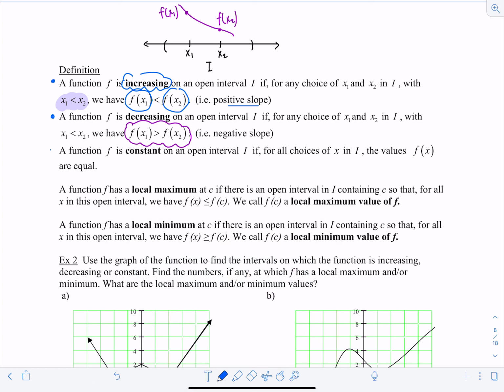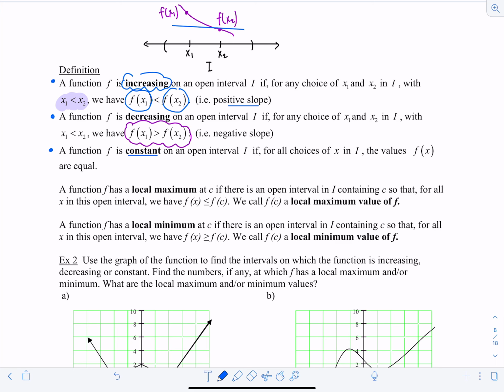Lastly, we say a function is constant on an open interval if for all choices of x in I, the values of f of x are equal. So that means your function is a horizontal line, constant.